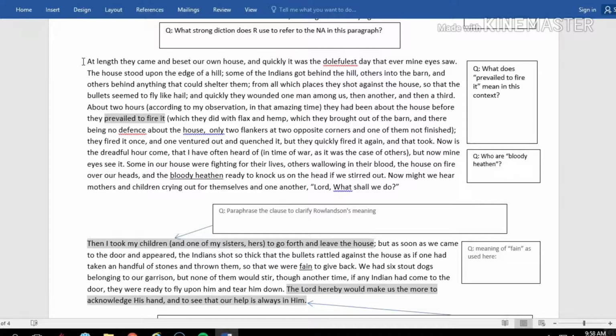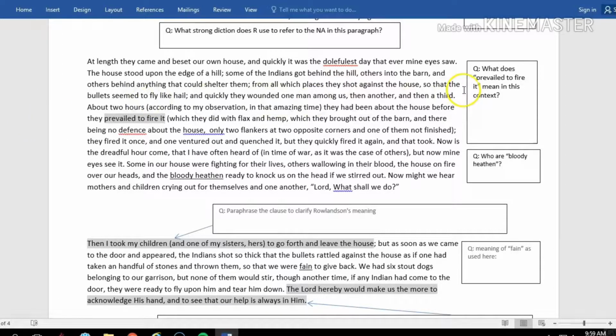Now is the dreadful hour come that I have often heard in time of war, as it was the case of others. But now mine eyes see it. Some of the house were fighting for their lives, others wallowing in the blood, their house on fire over our heads, and the bloody heathen ready to knock us on the head if we stirred out. Now might we hear mothers and children crying out for themselves and one another, Lord, what shall we do?